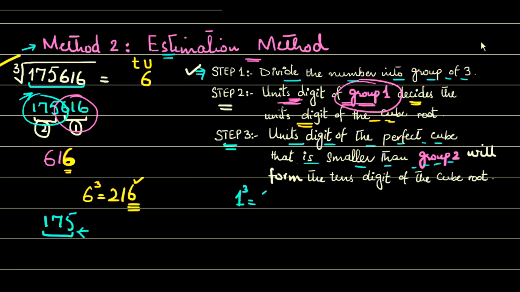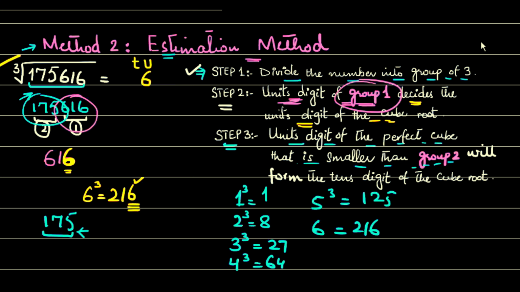1 cube is 1. Cube of 2 is 8. Cube of 3 is 27. Cube of 4 is 64. Cube of 5 is 125. Cube of 6 is 216. Oh, 216 is becoming a bigger number, so I will not take this, because I need to take the nearest cube number, and that is 125. So you can say that 125 is smaller than 175, but it can be equal to.